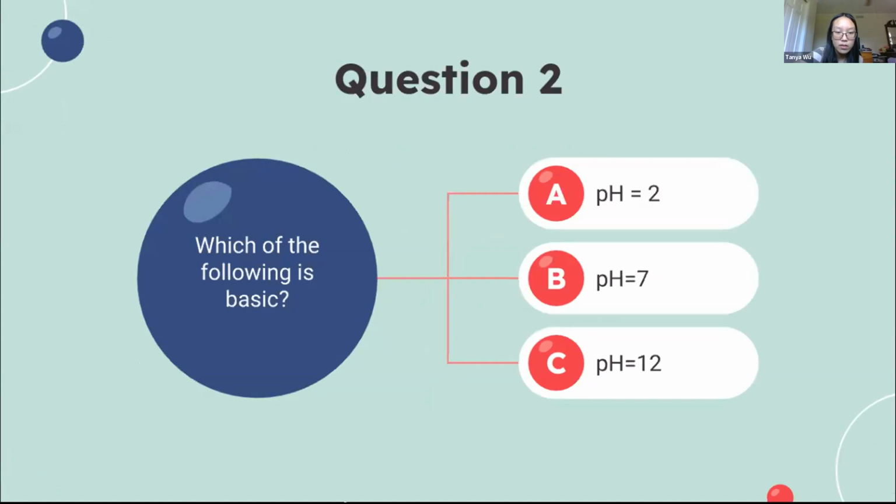Which of the following is basic? Okay, so bases, anything that has a pH of more than 7 is a base. pH of 2, that is extremely acidic. pH of 7 is actually neutral, like water is usually pH of 7. And pH of 12 is really basic.